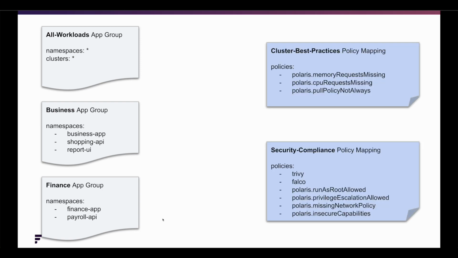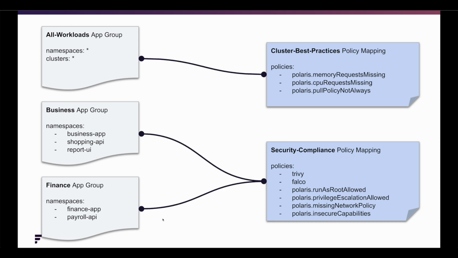On the right side here, I have 2 different policy mappings. I have cluster best practices as well as security and compliance best practices. And so I'd like to associate cluster best practices with all of my workloads. I want to make sure everything in my cluster at least has pull policy set to always and memory and CPU requests. And then some of my teams or business units are going to be subject to additional security and compliance policies, such as the one I've listed on the right.